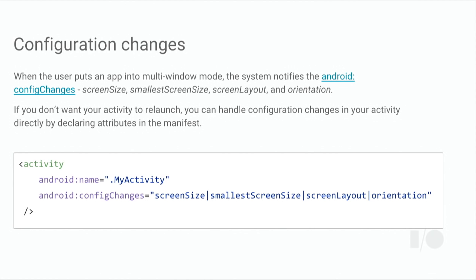Also, as you do today, you can continue to undo configuration changes to avoid relaunches. In order to avoid relaunches in multi-window mode, you need to undo all the configurations I have on screen: screen size, smaller screen size, screen layout, and orientation. If you choose not to undo the configuration changes, you will be relaunched during resizing.